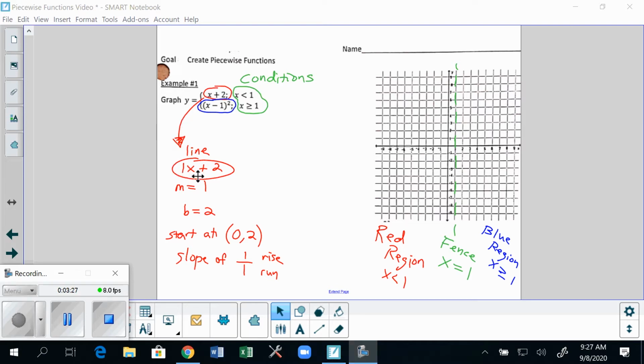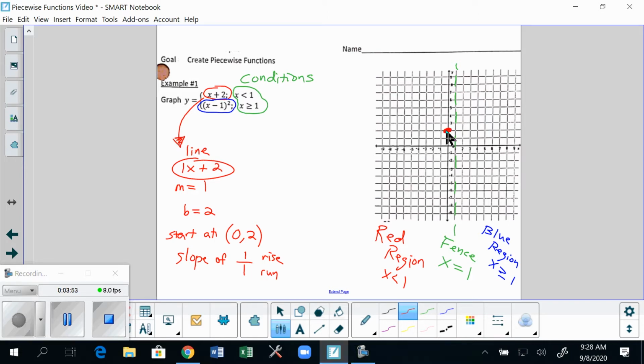This red function here is a line, x plus 2, or you can write 1x plus 2. The easiest way to graph a line is by its y-intercept, which is 2, and its slope, which is 1. What we're going to do is start our graph with a point at 0, 2. That's called the y-intercept. Let me get my red marker here. So 0, 2 is the y-intercept. And then we're going to follow the slope of 1. We're going to write it as a fraction, 1 over 1. This line has a rise of 1 and a run of 1, and we're going to draw another point.